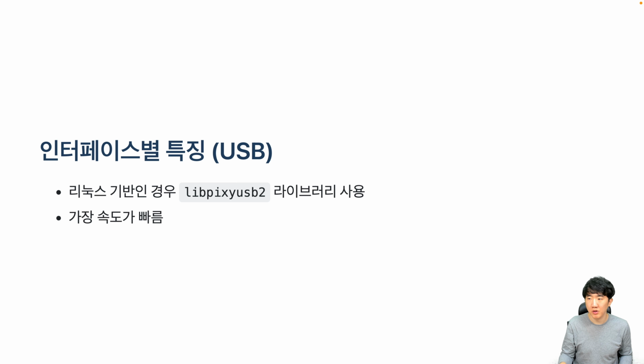In that state, we need to use the Pixy2 related USB libraries, just like we did when using Raspberry Pi or BeagleBone Black. So, we use the libusb library for communication, and currently, it is the fastest among the interfaces mentioned earlier. So, if you want to use the PC tool at the highest speed, it's best to use USB.